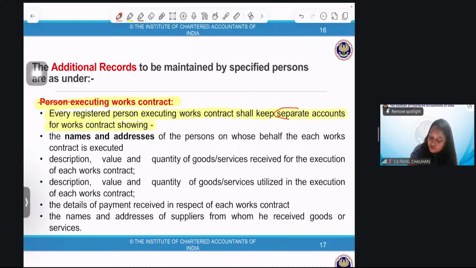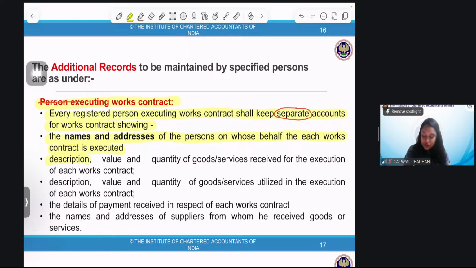I'll explain the word separate. I'm a work contractor, and today I'm working for Navneet, I'm working for Syed, I'm working for Prerna. Tell me, will a consolidated account work, or do I have to make it individually, separate for everyone? Do you get it now? Perfect, separate account. But the account is for what information? The answer is the name and address of the person on whose behalf each work contract is executed. So in my case, it will be Syed, and so on.